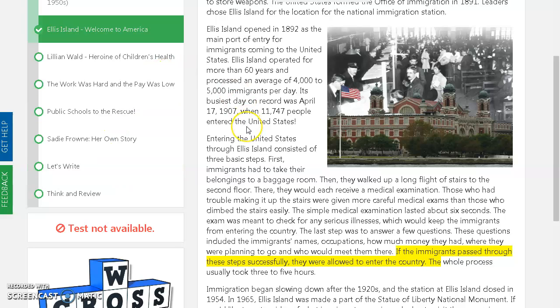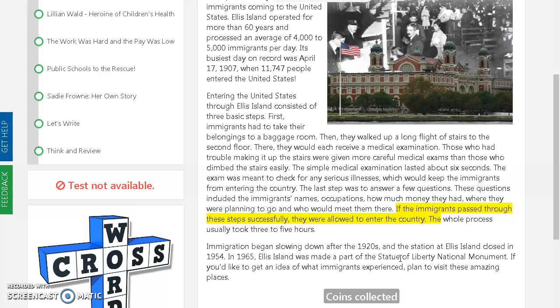Next, under Ellis Island, we talked about what it was to go through Ellis Island if you wanted to come to America. It says, if the immigrants passed through these steps successfully, they were allowed to enter the country. Right here, and I've got this highlighted. What does the word steps mean? You need to know that in this sentence, steps mean stages.